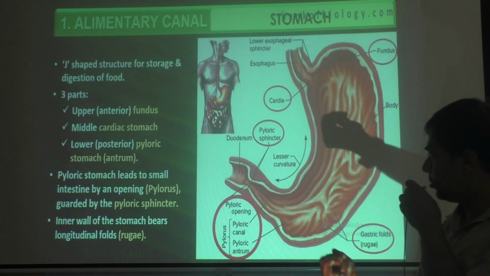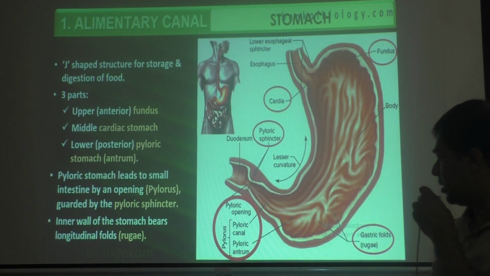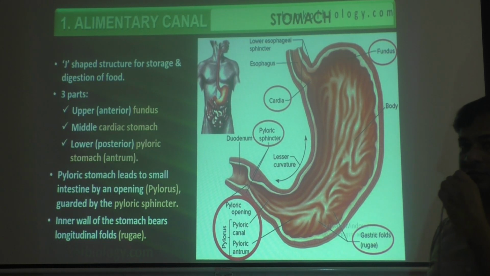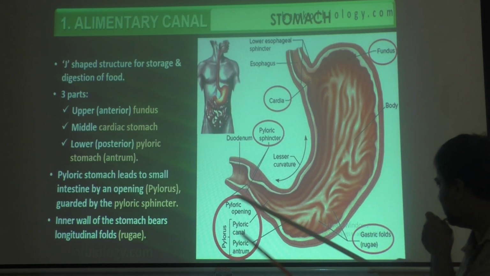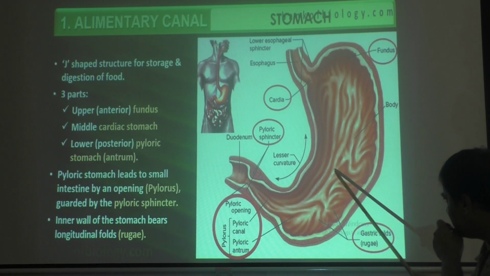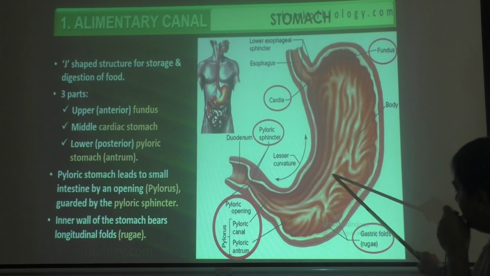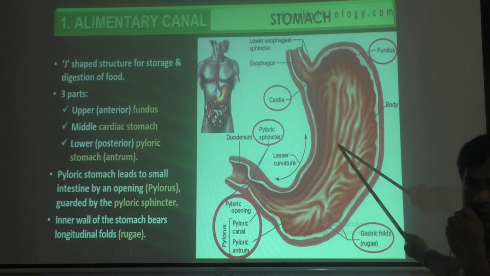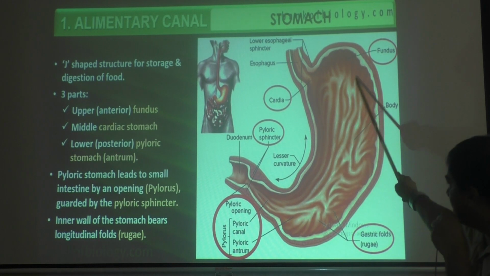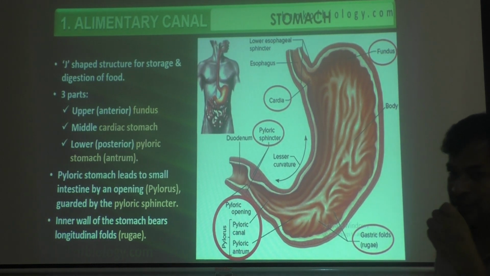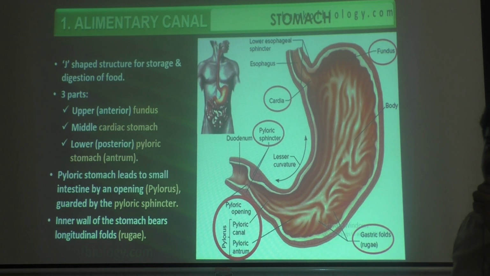But before we go to duodenum, there is something very interesting we should know. The inner wall of stomach bears longitudinal folds. Okay, you can see it's written very beautifully. They are showing these folds, what you see here in yellow color. Now inside there are so many folds, no? All this folded structure is called folds of stomach or gastric folds.